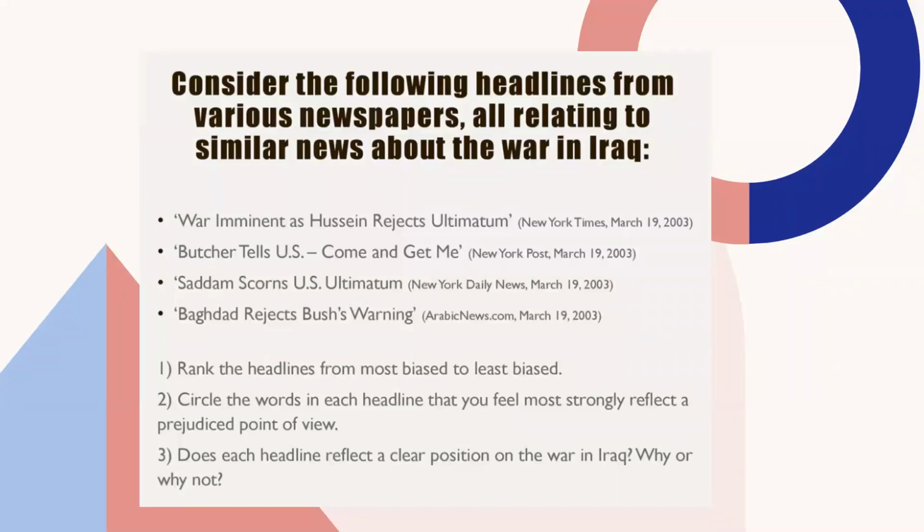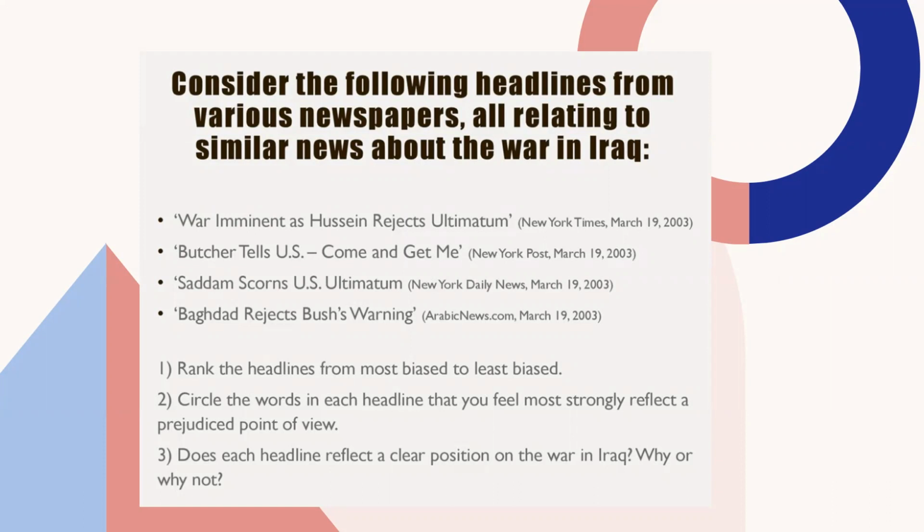I started doing the second task, circling the words which feel most strongly. Okay. And here it was about ultimatum, because this word can be a main word in the period of the war. So the first and third one are going to be most biased. Okay. And the second and fourth are going to be least biased. So the second one is least biased, you think?